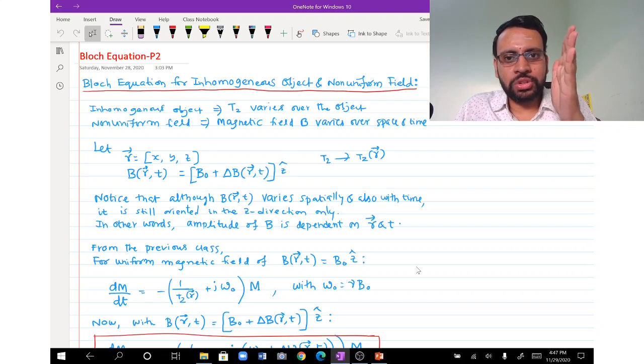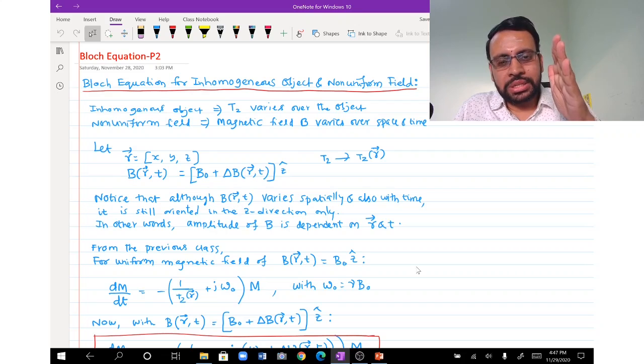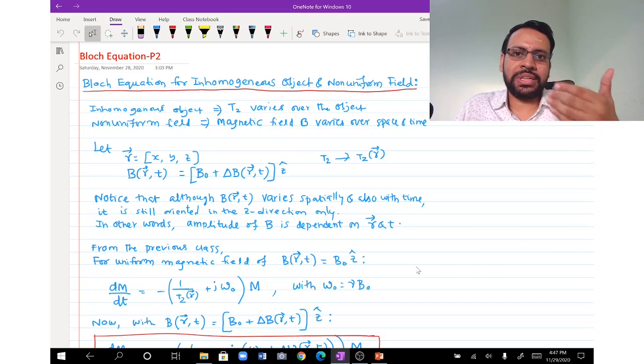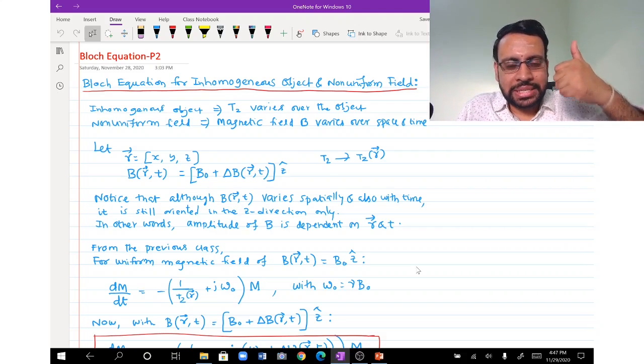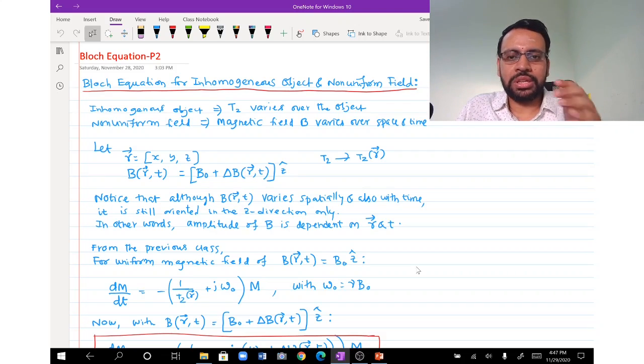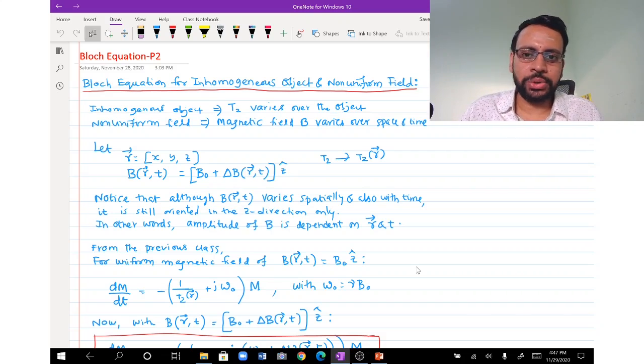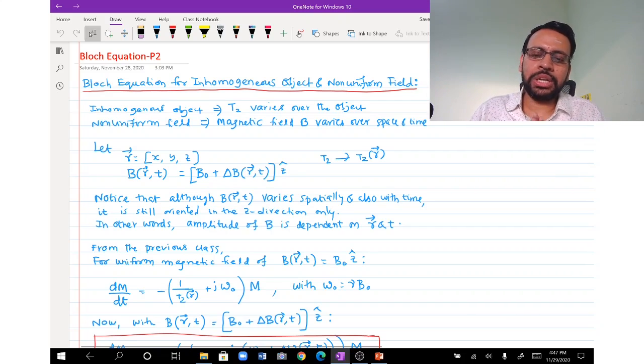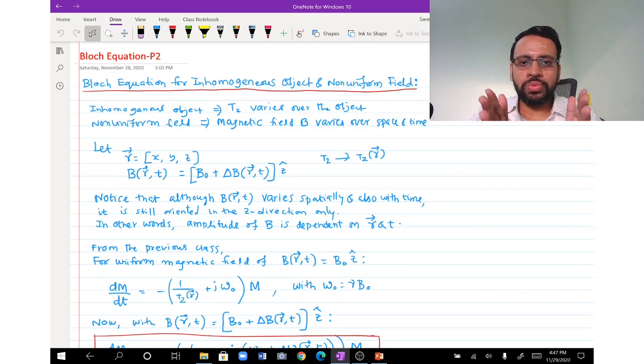Okay, this has to be very clear. The B_z component is dependent on X, Y, Z values, but still your magnetic field is there in the Z direction only. This is something that has to be absolutely clear to you. So as I mentioned, inhomogeneous object means the T2 value varies spatially.